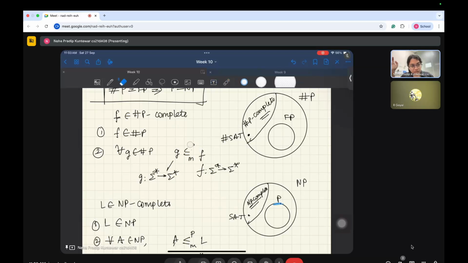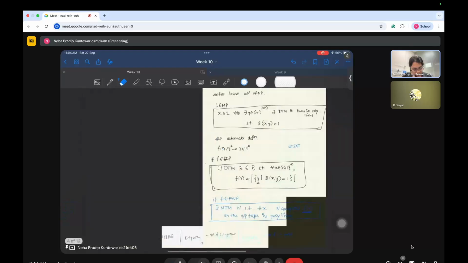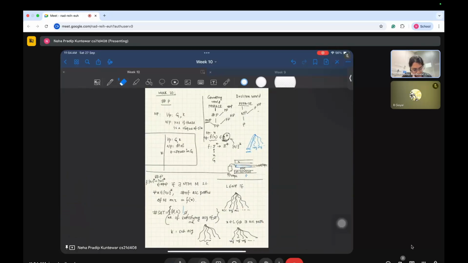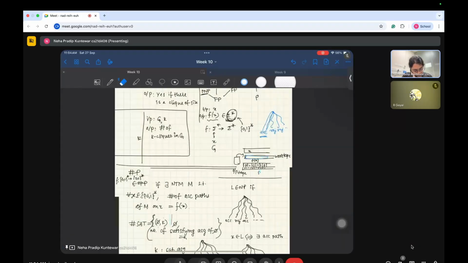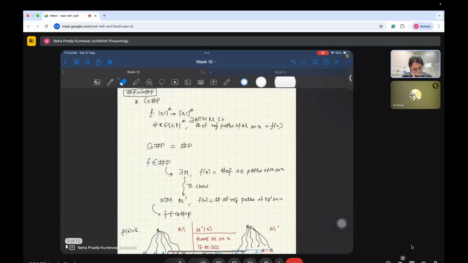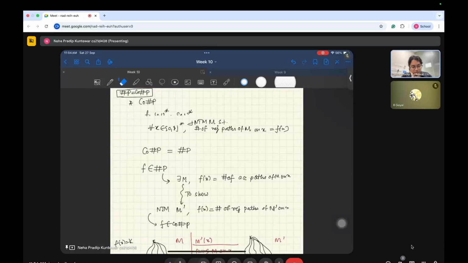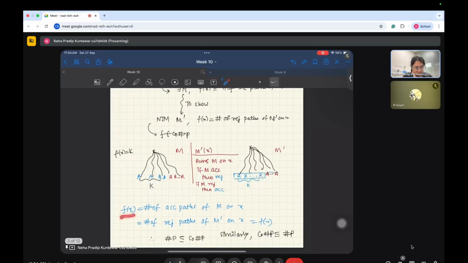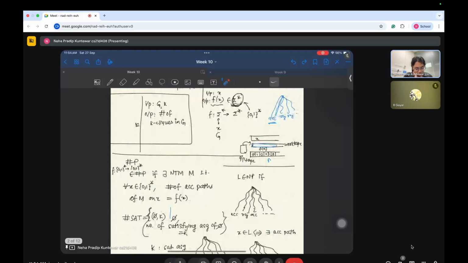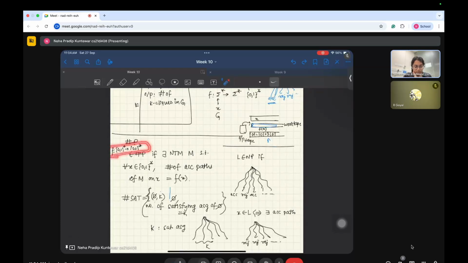So why functions here and why not languages here? Because whichever languages are there in this counting complexity class, they are all viewed as functions. Yes, exactly. So all the definitions that we defined were with respect to functions. So f here and so on, f of x and so on, that we were computing.